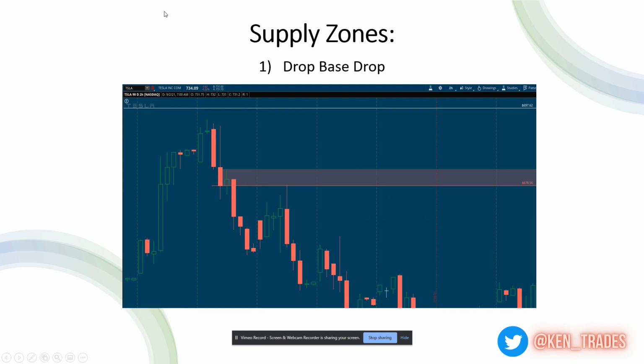The next thing that we're going to learn will be supply zones. The first one we're going to learn about is drop, base, drop. We have a huge drop down first, a sell-off, we base, and then we continue to drop down again. So this is a continuation pattern, like the same one before. You can see price came up, tapped this almost to the penny, before dropping down, selling off again.